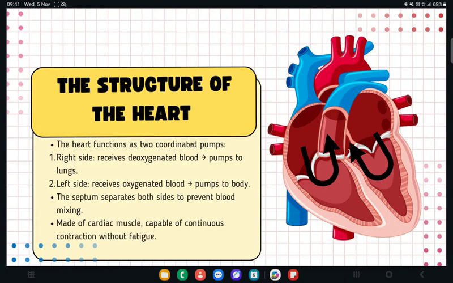The structure of the heart. The heart functions as two coordinated pumps. There is a separate pump on the right side and a pump on the left side. The right side receives deoxygenated blood and pumps it to the lungs. The left side receives oxygenated blood, which is pumped to the whole body. The septum in the heart separates both sides to prevent mixing of the oxygenated and deoxygenated blood. The heart is made up of cardiac muscle, which is capable of continuous contraction without getting fatigued.